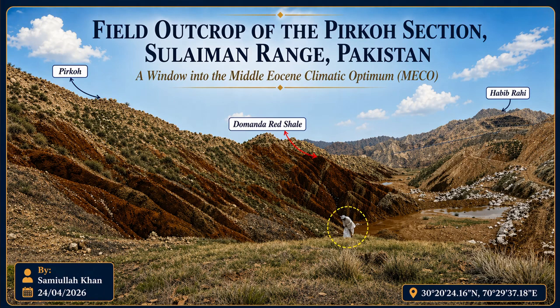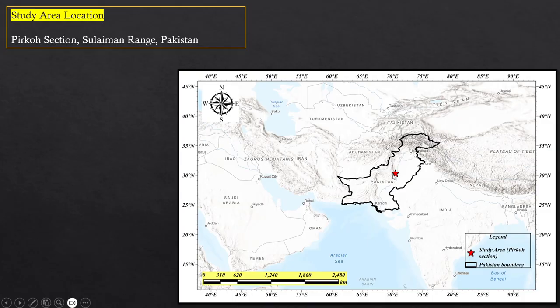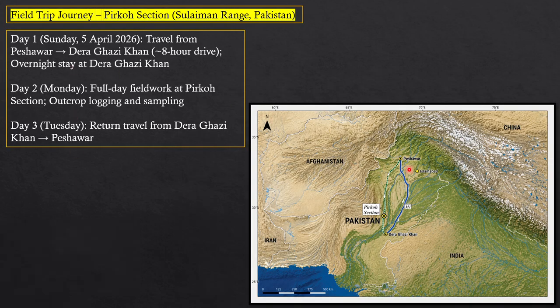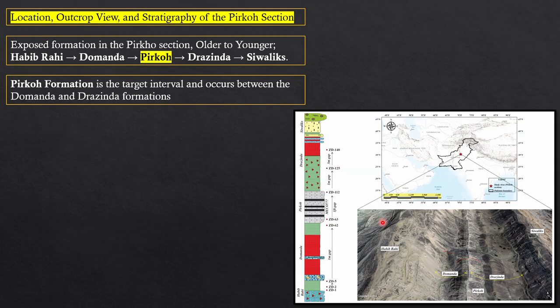Here we now start with how the Pirkoh formation or Pirkoh section looks, in which we target the MECO event. My study area is located in Pakistan, in the Suleiman Fault ranges, and you can see the field trip route. We generate it from Peshawar to Dera Ghazi Khan and then go to the Pirkoh section, along three days of travel. And here is the Pirkoh formation, the Pirkoh section, in which this is the formation.